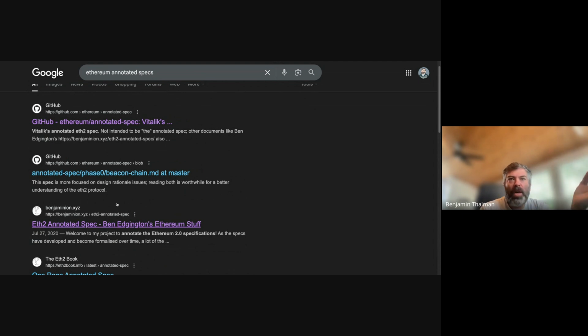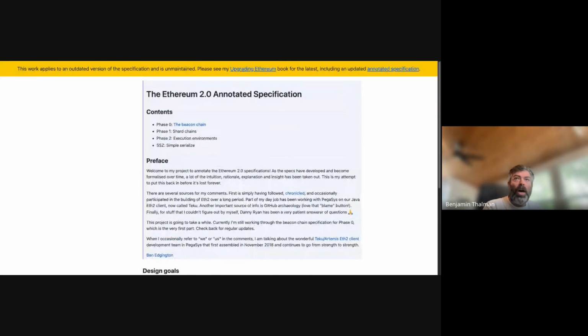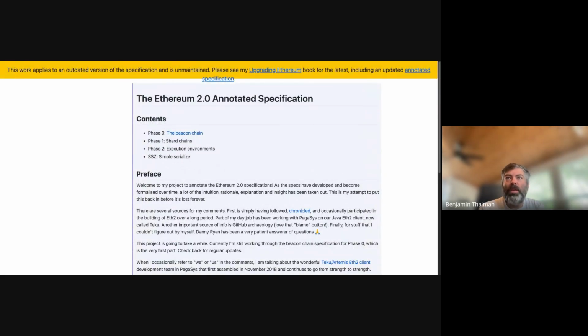Vitalik's got some, Danny Ryan's got some, there are others too. Ben Edgington has some. I just clicked through on Ben Edgington's. In my mind, Ben Edgington is one of the best folks at explaining how Ethereum works. The annotated specs are a phenomenal tool. I've used them a bunch. That's how I learned a lot about Ethereum. So highly, highly recommend.